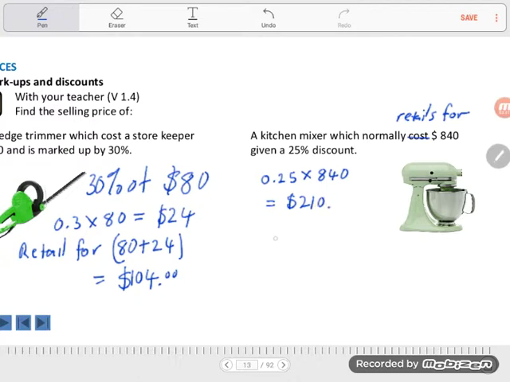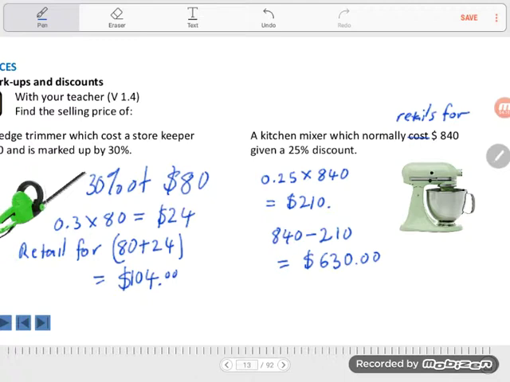Okay, so this time we're going to subtract that from the 840. So what does that give us? $630. That's a good kitchen mixer at that price, but they are a very handy tool in the kitchen.